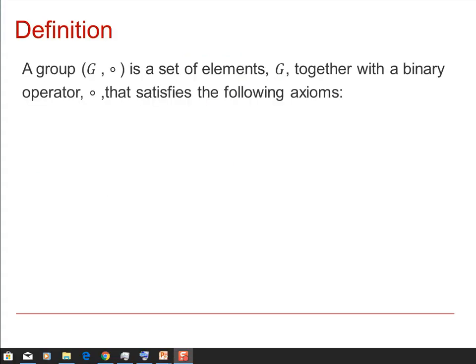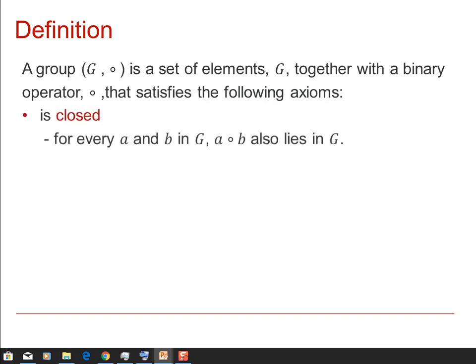Well, we start by defining what we mean by a group, and that is simply a set of elements G together with a binary operation. Now, the idea of a set is familiar, and you should already have met the idea of binary operations. Those two things then have to satisfy a set of rules. We call them the group axioms, of which there are 4.